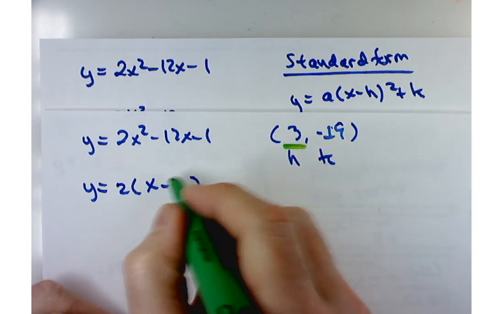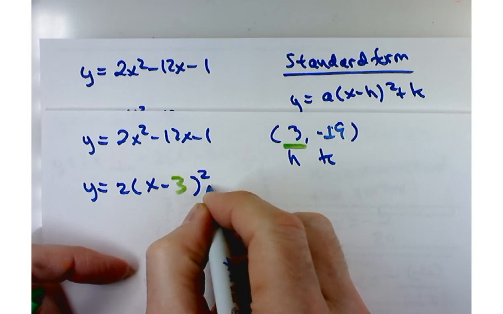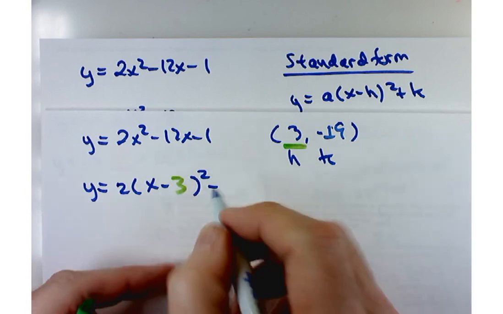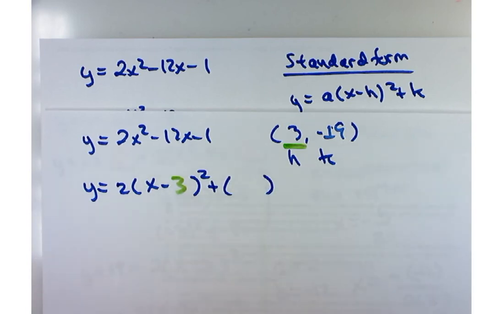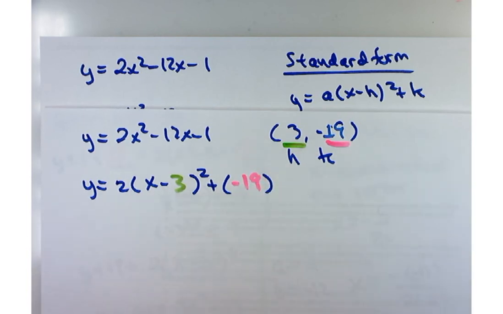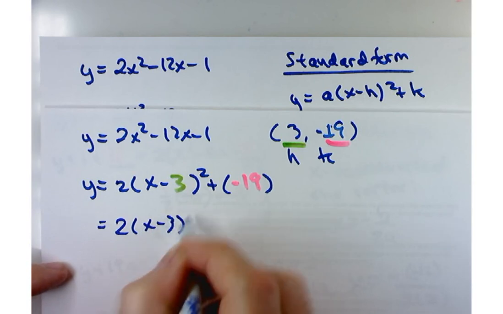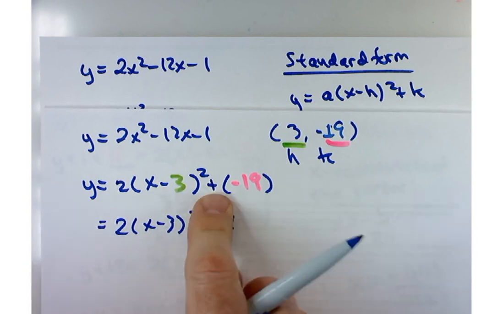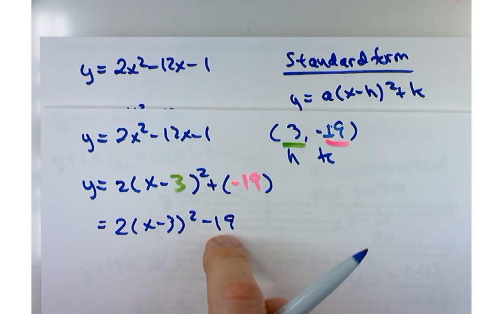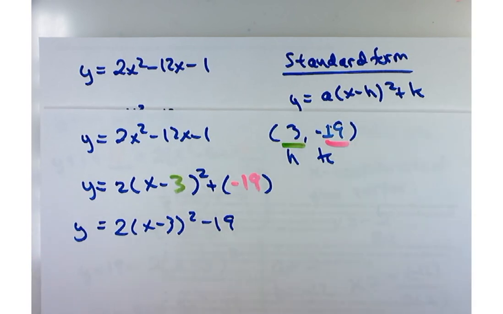So 3 goes in there, and squared, plus k, which is negative 19. So in other words, you get 2 times (x minus 3) squared minus 19. Just regarding the plus negative 19 as being minus 19. So if you can find the vertex, that gives you a different way to put it in this form.